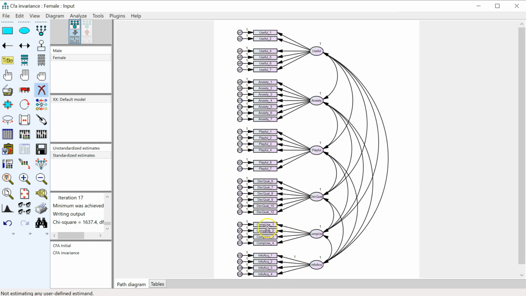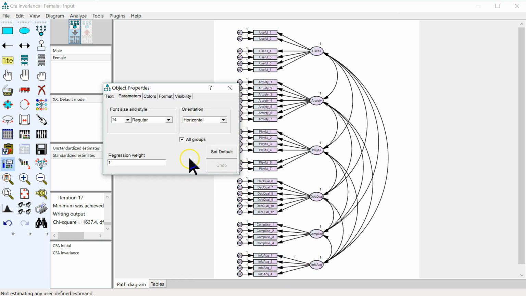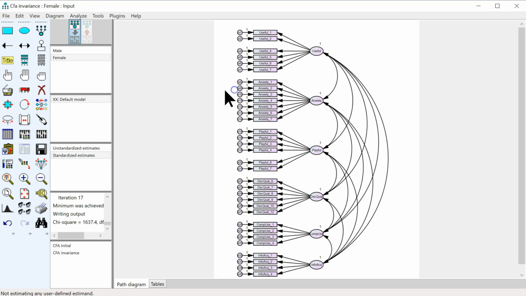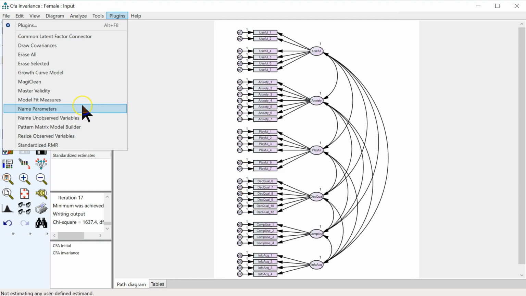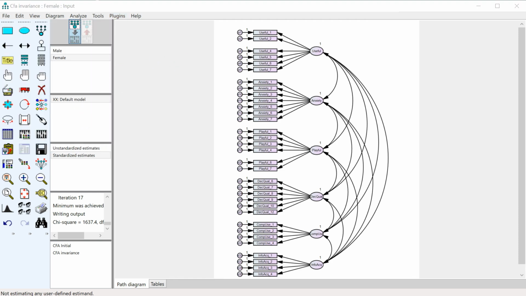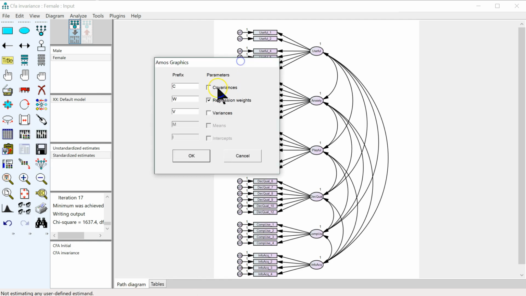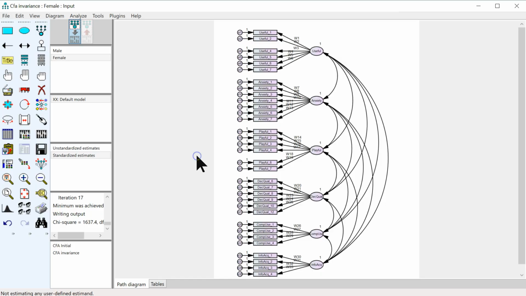And there we go. Oh, almost. Escape. Stop. No. Control Z. There we go. Delete. All right. Now we're going to go to plugins, name parameters. We're going to name the regression weights. Yep, hit OK. There we go.